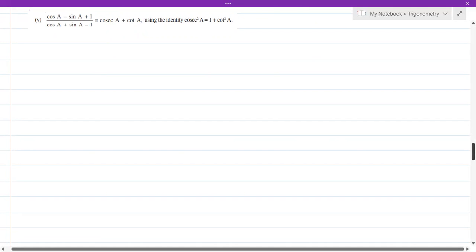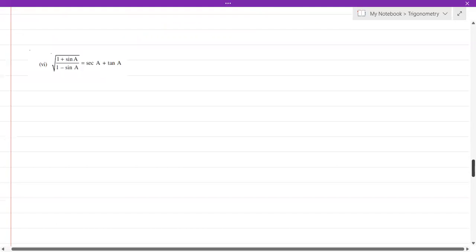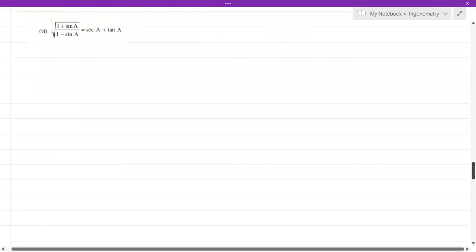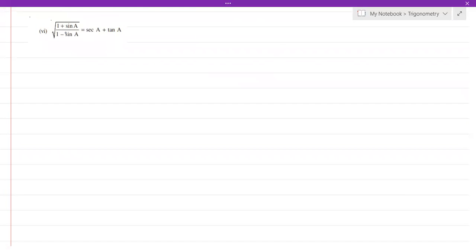Let's solve this a bit later. Let's solve this question. Okay, sixth one. Now, let's take the LHS. What is the LHS that we have got?